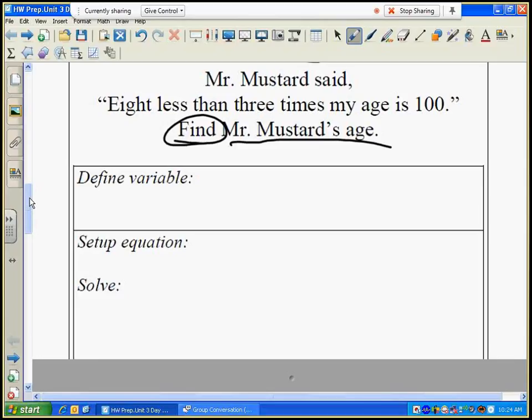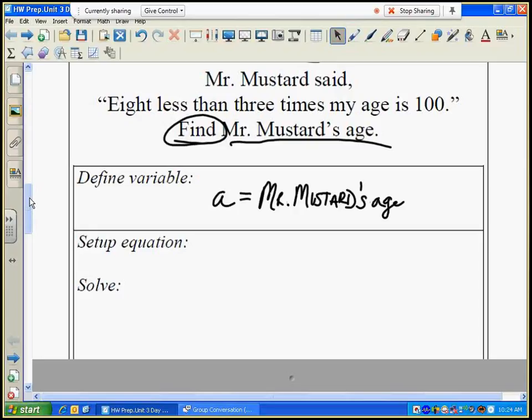Okay, so let's come up with a variable here that will represent that. I like A for age. So I'll say A is Mr. Mustard's age. When in doubt, you guys, be specific on your definitions.